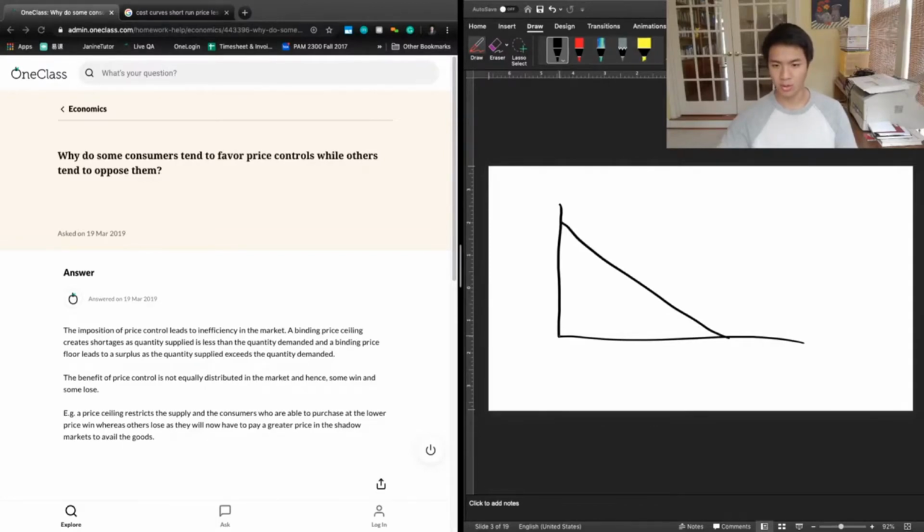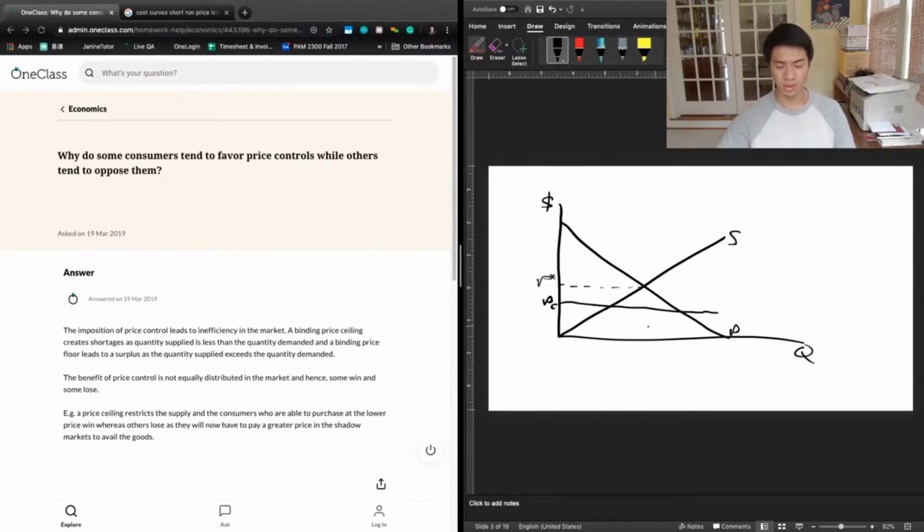And so we would have our supply curve and demand curve. We have quantity of apartments on the x-axis, and we have rent on the y-axis. At the equilibrium point, we would have P star, the price for rent. And with rent control, what it essentially is, it's a price ceiling. It's the government stepping in and saying this is the highest that the price can be.